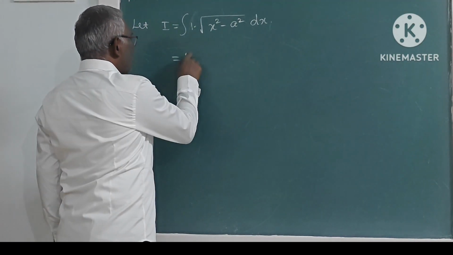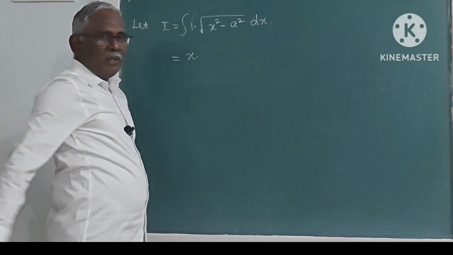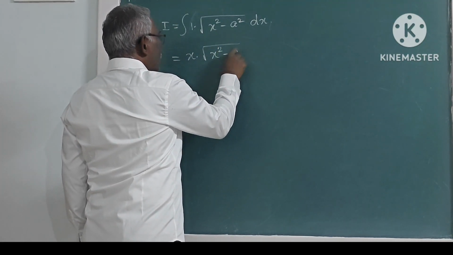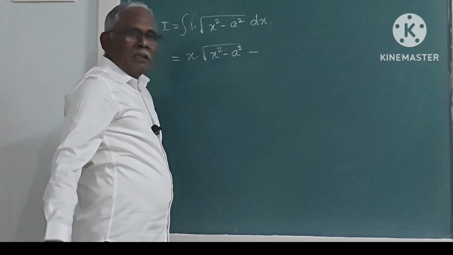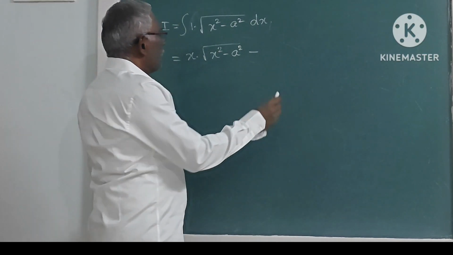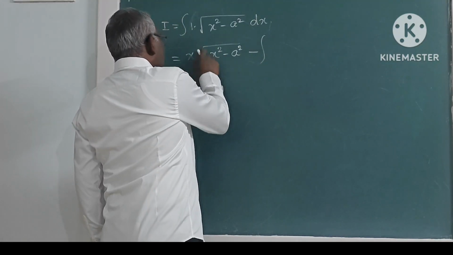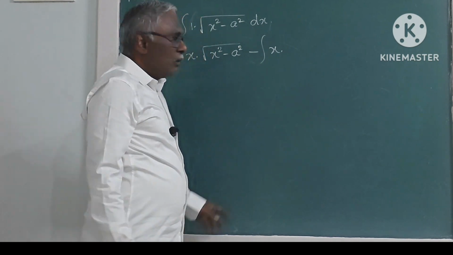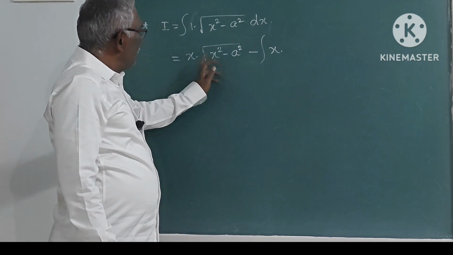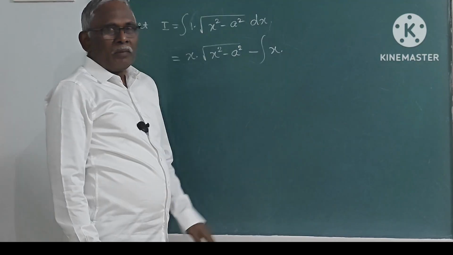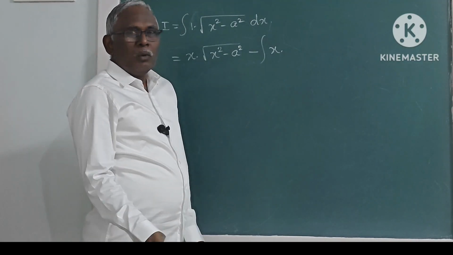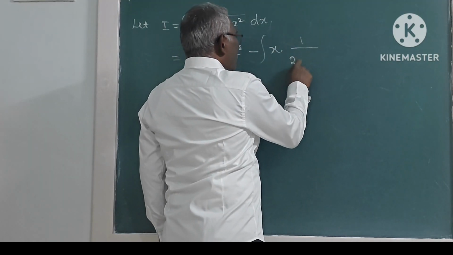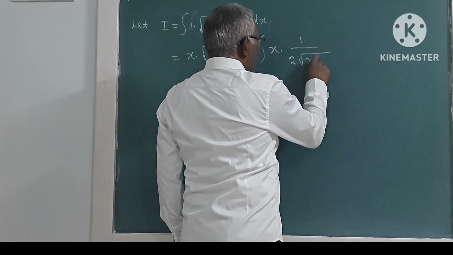X will come. So x into second function. Second function is square root of x square minus a square, minus integral of integrated function. Integral of integrated function here is x into differentiation of the other function. This is root x form. If we differentiate root x, what will come? 1 by 2 root x. So if we differentiate this, we will get 1 by 2 times root x square minus a square.